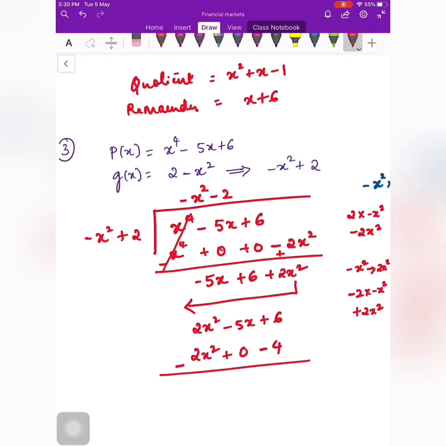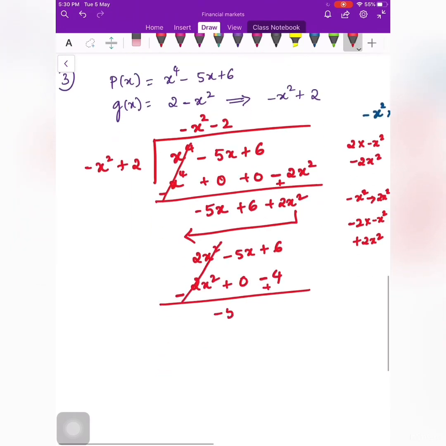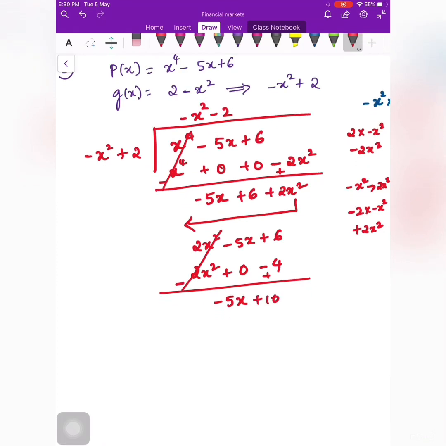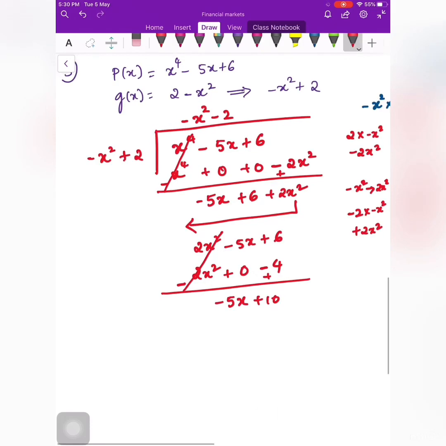So change the sign, minus, and this is plus. So just cancel it out. So you will be left with minus 5x and plus 10, right? So now, what do you have? You have quotient as minus x square minus 2 and remainder as minus 5x plus 10. Okay, hope this is clear to you.